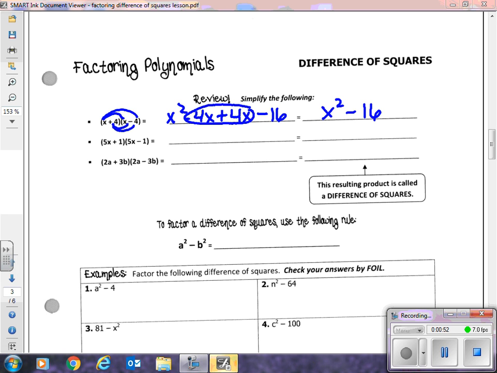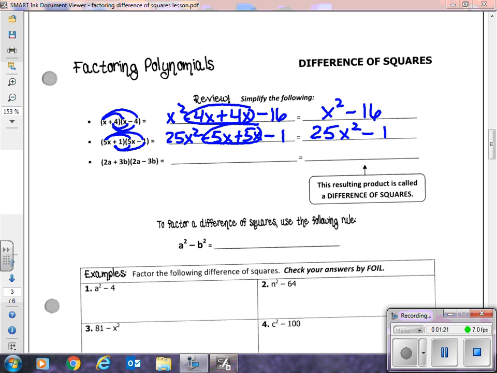That's what your problems are going to look like. You're going to start with that binomial and have to get back to the factors that produced it. If we look at the second one, we're going to do FOIL again. 5x times 5x is 25x squared. 5x times negative 1 is minus 5x. 1 times 5x is positive 5x. And 1 times negative 1 is negative 1. Again, looking in the middle, the 5x's disappear. So your answer is 25x squared minus 1.